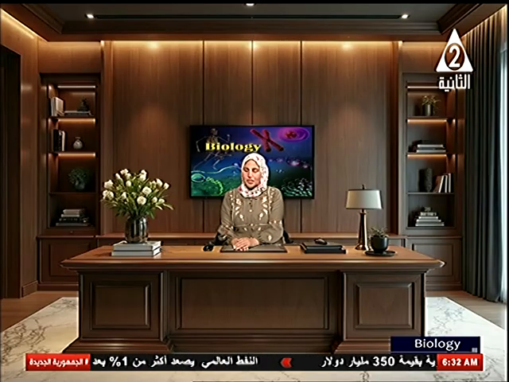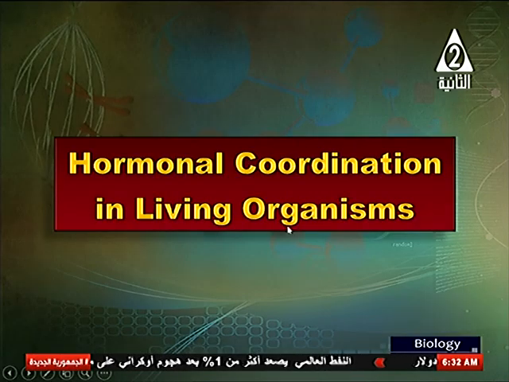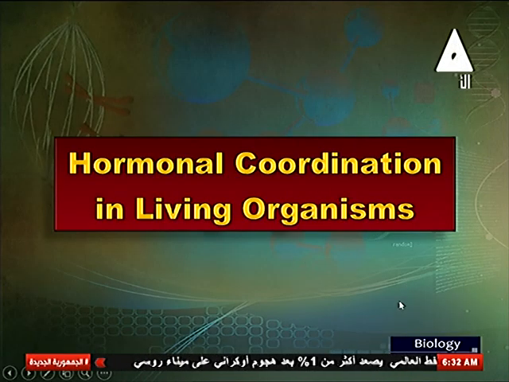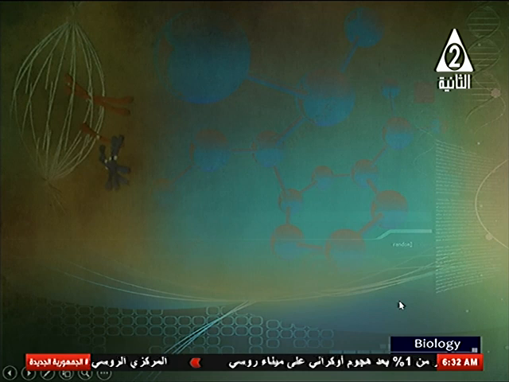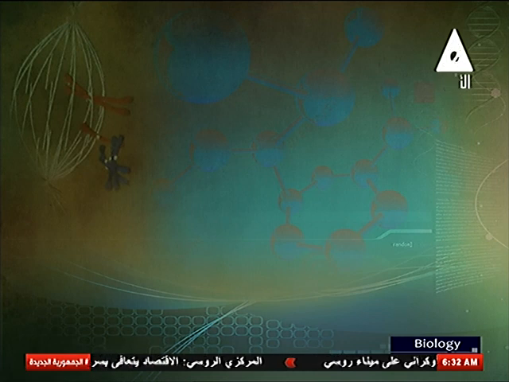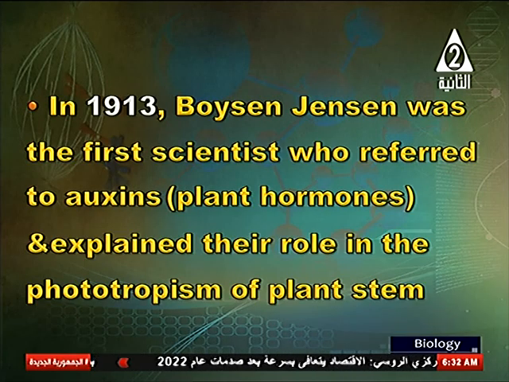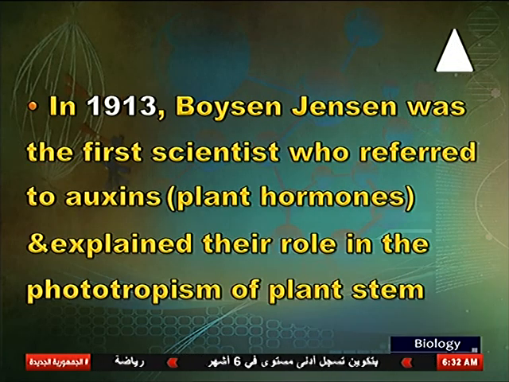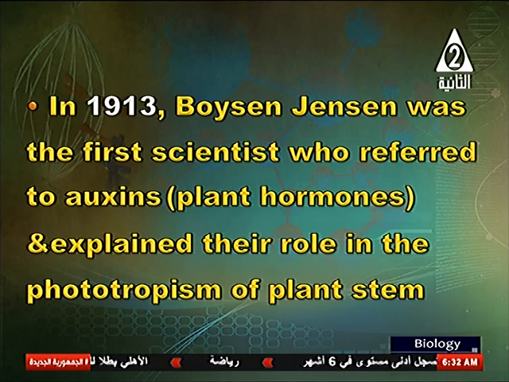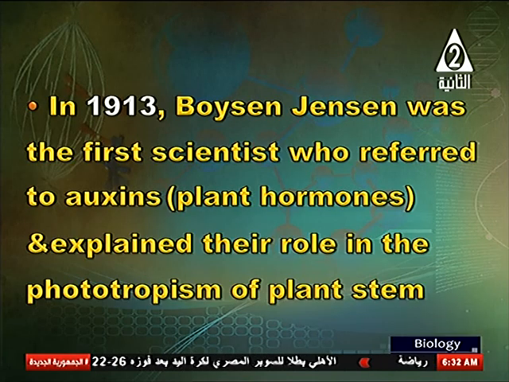Now let's study the hormonal coordination in living organisms. At the beginning, we will study the hormones in plants, or auxins in plants. In 1913, Boysen-Jensen was the first scientist who discovered auxins, plant hormones, and explained their role in phototropism in the plant stem. Phototropism, you studied it last year. You studied all tropisms in plants last year.